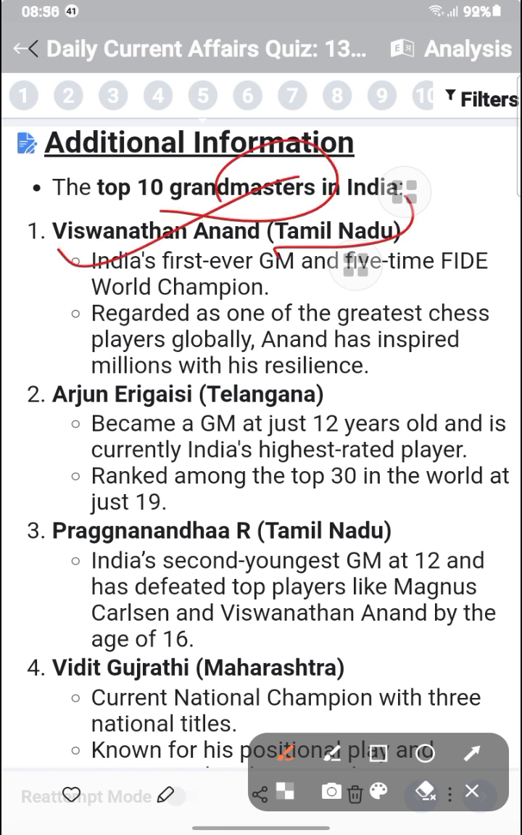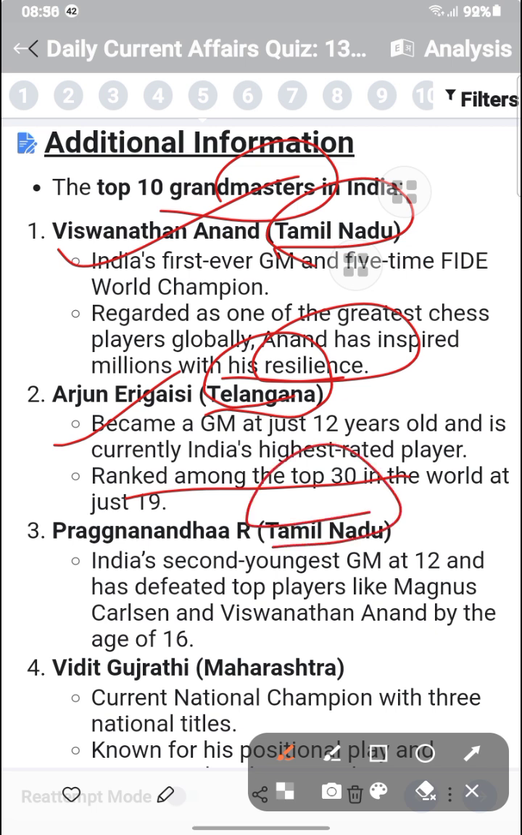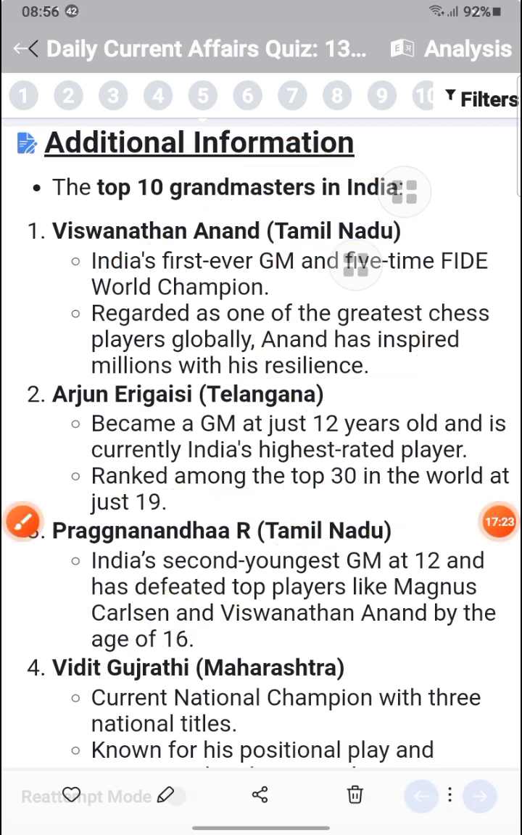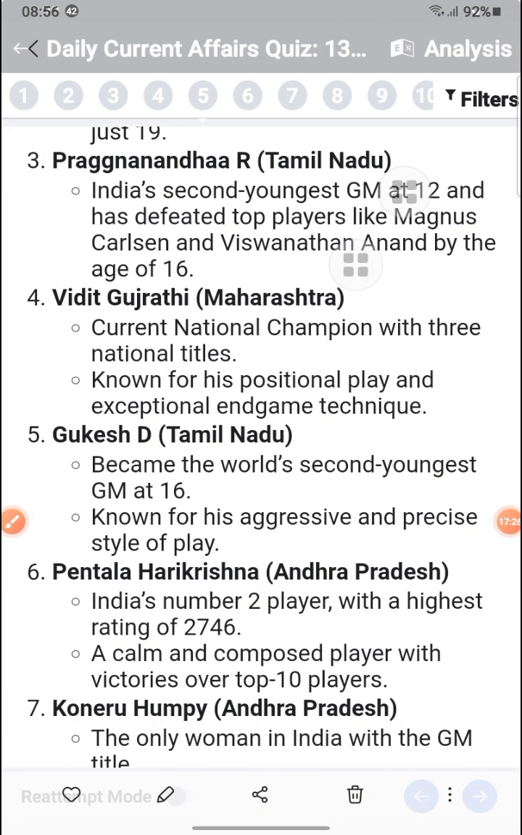First is Vishwanathan Anand, that was from Tamil Nadu, the first ever Indian world champion, greatest chess player globally. Anand has inspired millions of people. Arjun Erigaisi, that was from Telangana, and currently India's highest rated player and ranked top 30 in the world. And Praggnanandhaa R, that was Tamil Nadu, who defeated top player Magnus Carlsen and Vishwanathan Anand by the age of 16. Vidit Gujrathi, that was Maharashtra, current national champion, known for exceptional technique. Gukesh from Tamil Nadu, second youngest, known for aggressive and precise style.